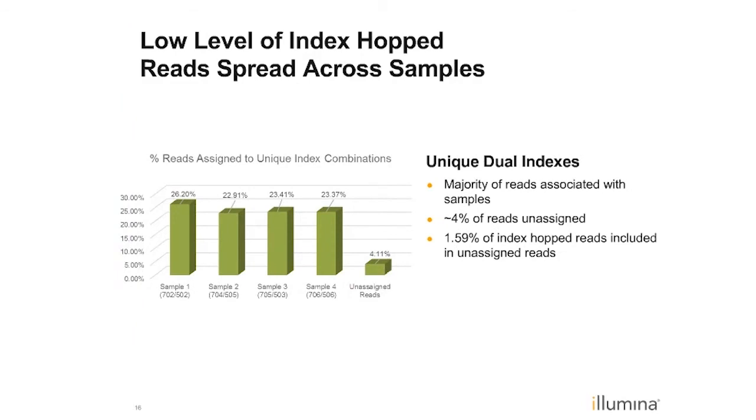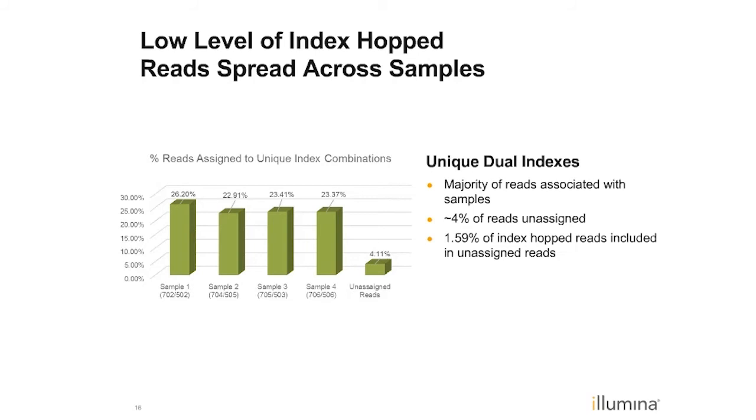So another way to look at it is like this. If you ran this experiment using unique dual indexes, you would get 26, 22, 23, 23% of the libraries assigned to your 4 samples very cleanly, without any potential contamination at all. And you would get a pile of 4% that are unassigned reads. Most of this pile is actually due to normal demultiplexing errors in the demultiplexing read, or other things that happen during demultiplexing, where we would filter them out. And about 1.6% of this pile would represent the index hopped reads.